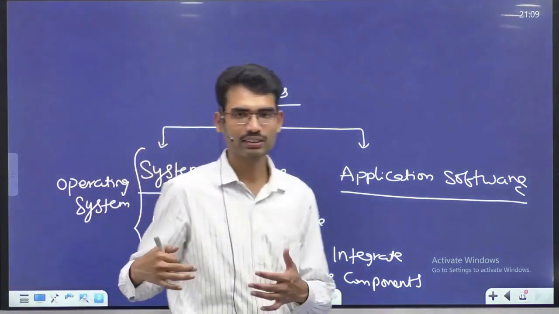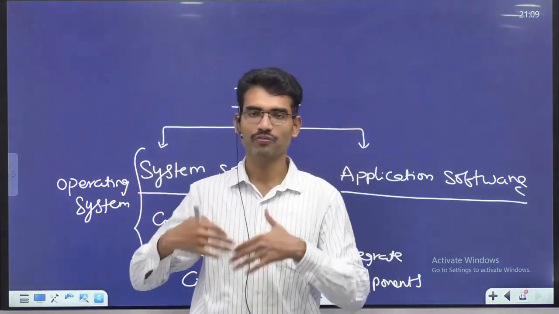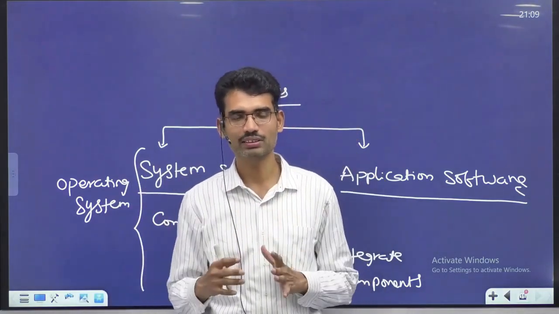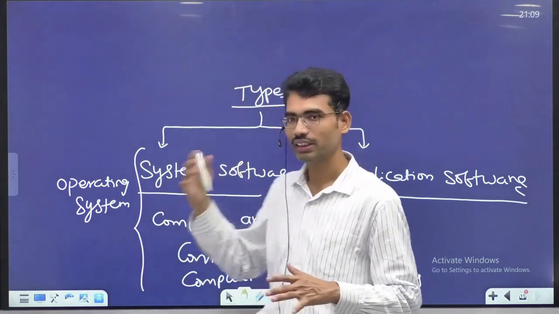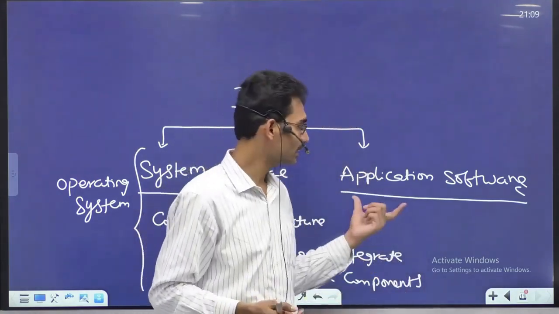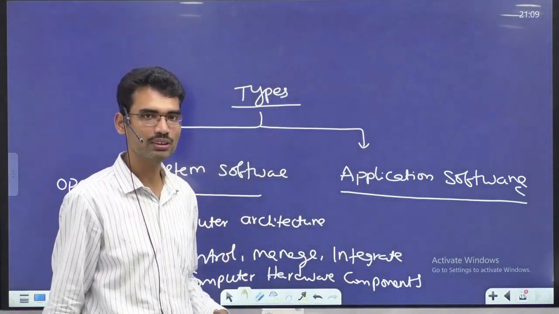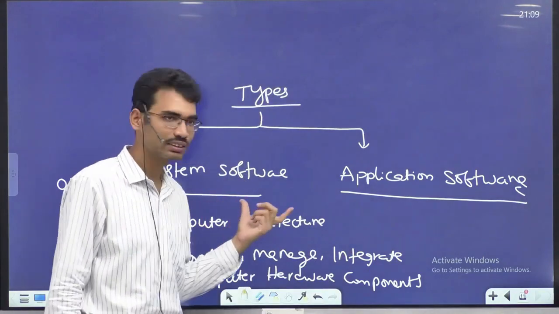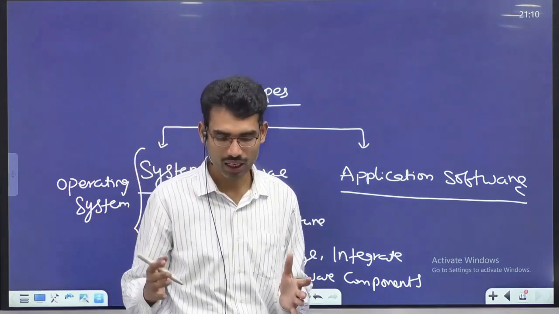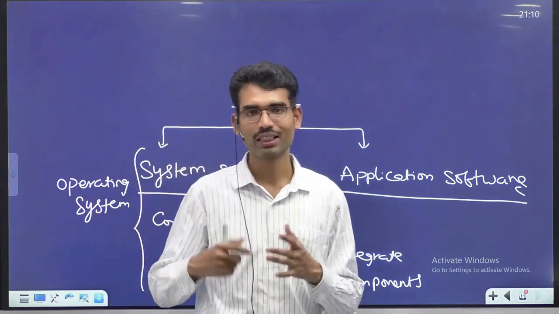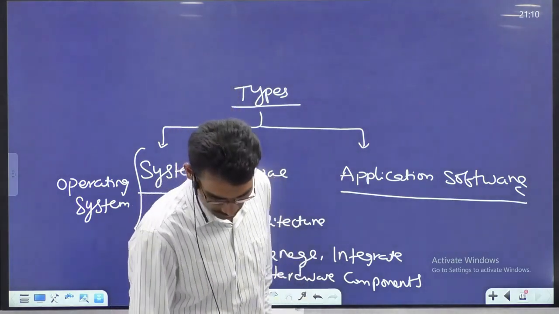In 1970s, microcomputers became famous. In 1990s, the software industry boomed, particularly application software. And in 1970s, with the microcomputers, system softwares became very popular. Windows, Apple iOS, Linux, Unix are some of the examples of operating systems.